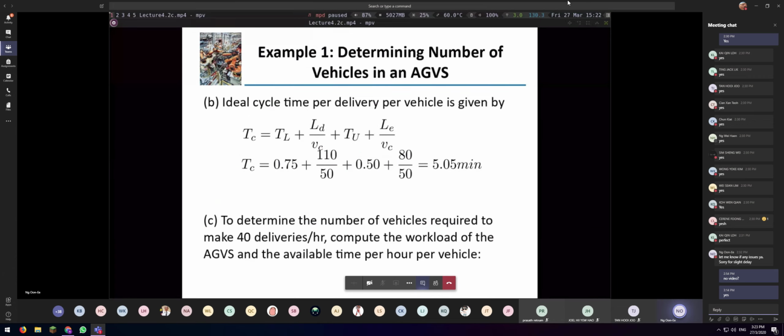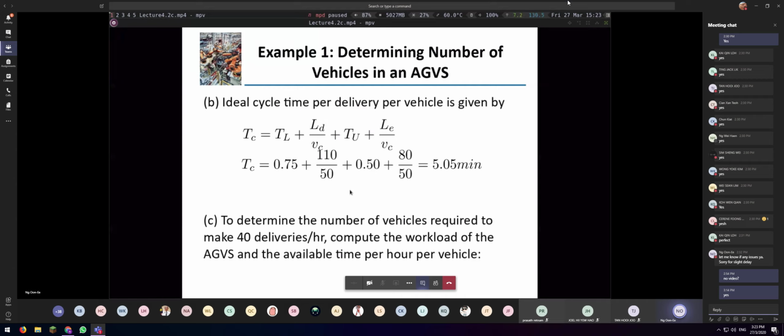What's the ideal cycle time per delivery per vehicle? And this one we are looking at, okay, we take 0.75 minutes to load, and this is our speed, which is 50. And so we divide the total distance traveled by that speed. Then what's the time we take to unload? And then the total distance for unloaded divided by the speed. If we add that all together, we get 5.05 minutes. Okay, this one is quite simple.